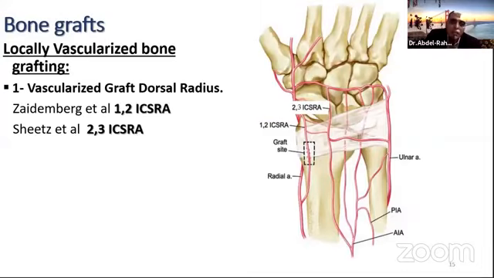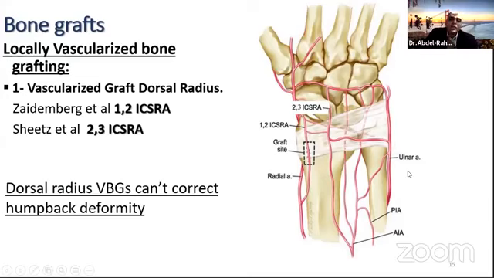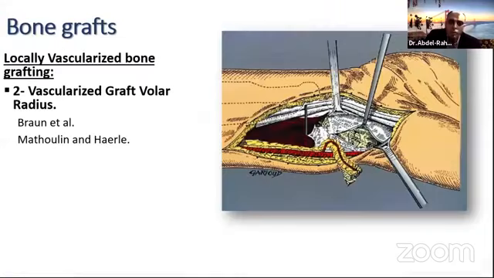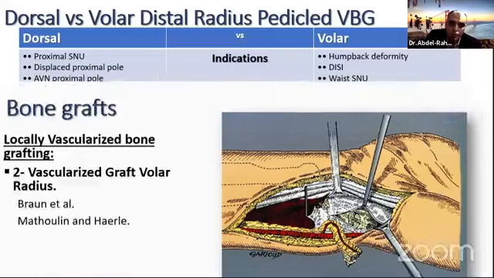The locally vascularized grafts, as we have said, are the dorsal grafts: the 1,2 intercompartmental supraretinacular artery, or the 2,3 intercompartmental supraretinacular artery, which are the most famous grafts. The dorsal radius vascularized bone grafts actually cannot correct the humpback deformity, and this triggered the research for a volar-based graft to reach the waist fracture and allow support for the correction of the humpback deformity.